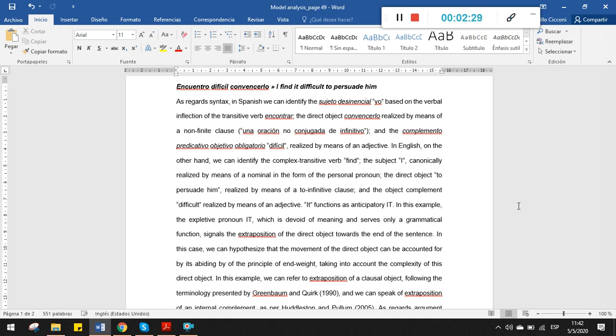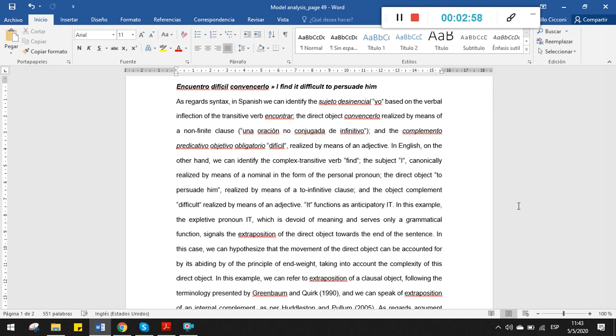In English, on the other hand, we can identify the complex transitive verb "find," the subject "I" canonically realized by means of a nominal in the form of the personal pronoun, the direct object "to persuade him" realized by means of a to-infinitive clause, and the object complement "difficult" realized by means of an adjective.